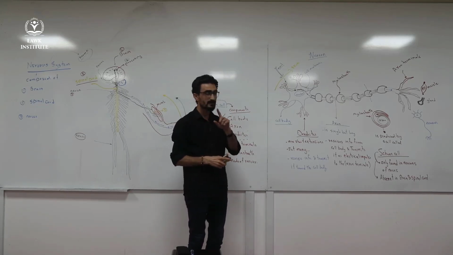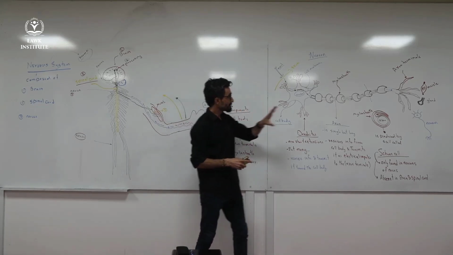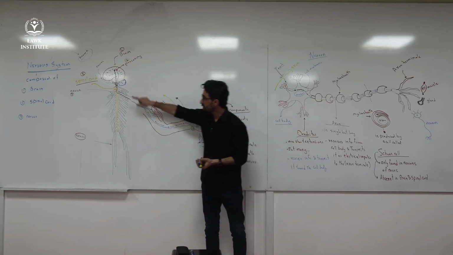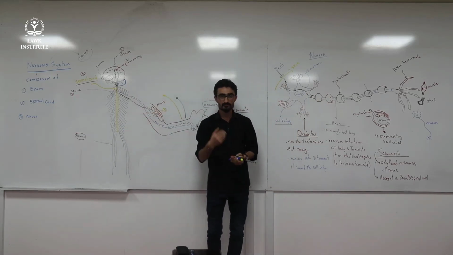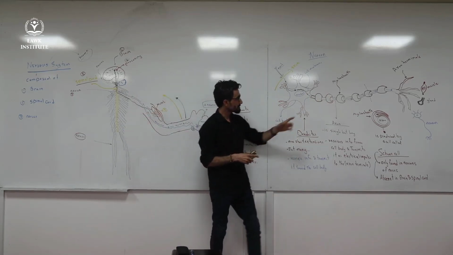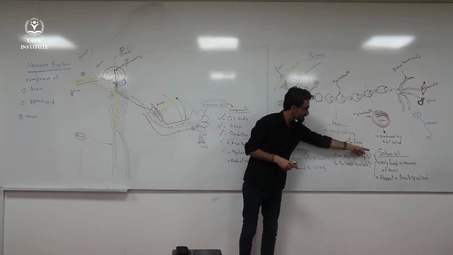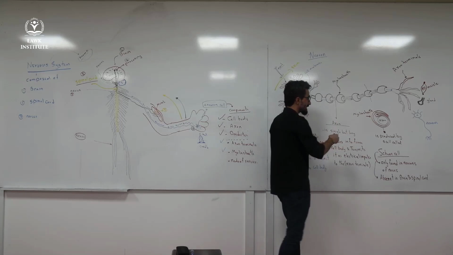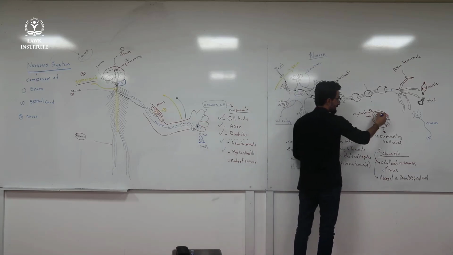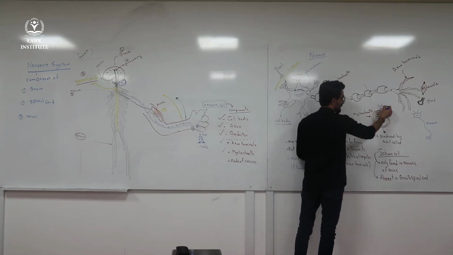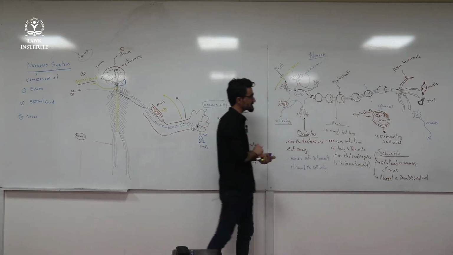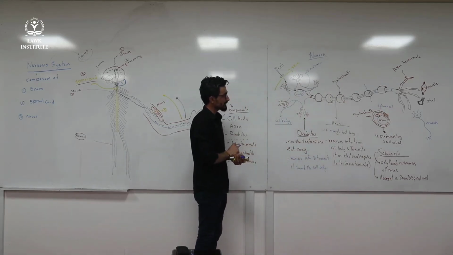You only have to learn that axons of neurons of nerves are surrounded by what? By Schwann cell. And this cell that wraps around the axon is called Schwann cell.